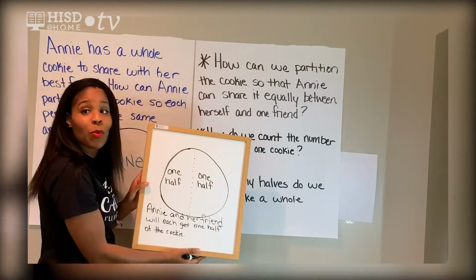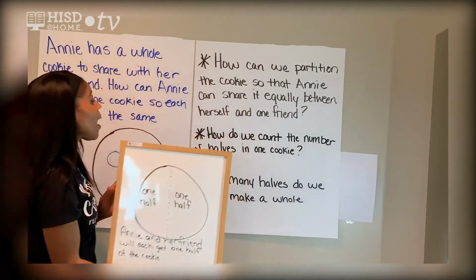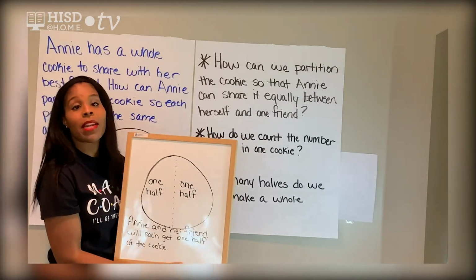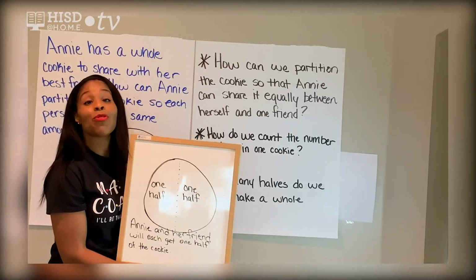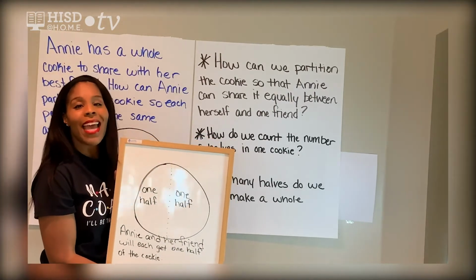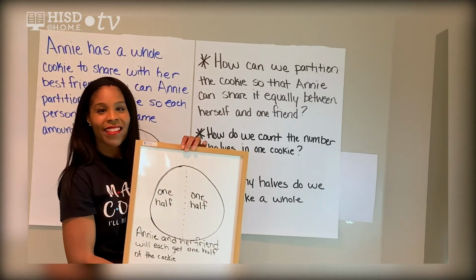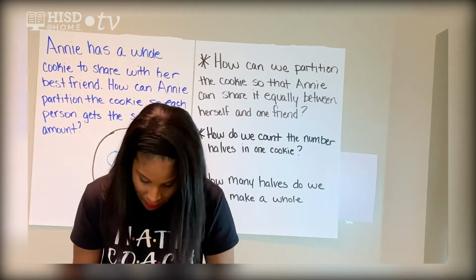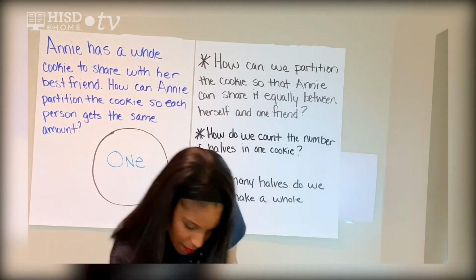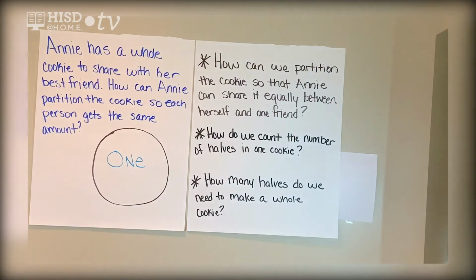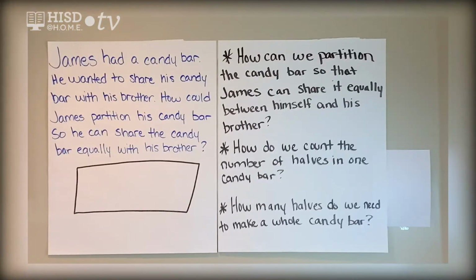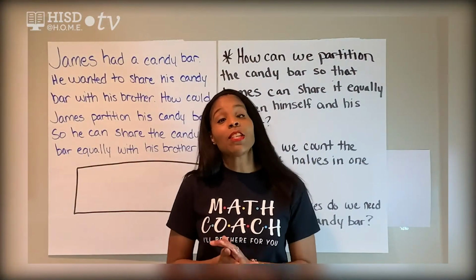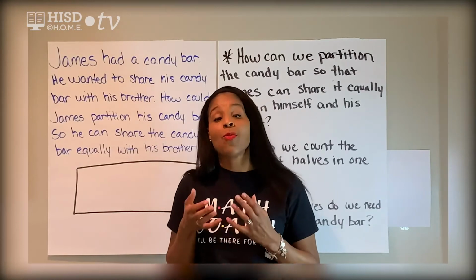We always want to finish with a complete sentence. So now we've answered all 3 of our questions. We have our pictorial model and we also answered it in a complete sentence. Let's continue some more practice on creating halves. Practice and partition our shapes into halves.